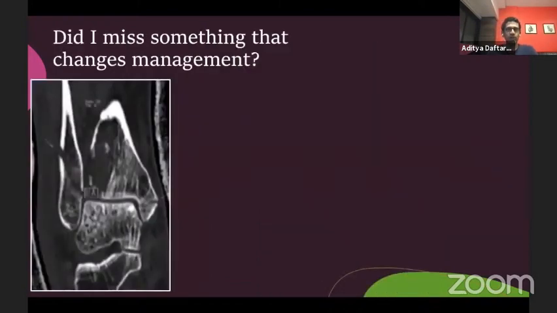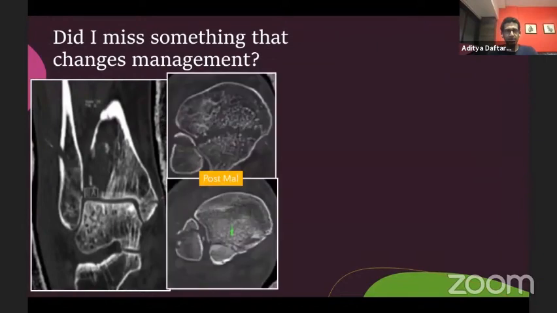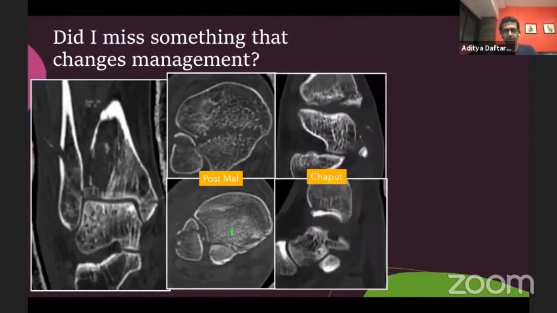The second thing that you want to do, when somebody's got an obvious bimalleolar fracture in this case, is ask: did you miss something that would change management? Most typically, you end up missing posterior malleolar fractures. These are difficult to see on an X-ray, sometimes if they're small or non-displaced. And sometimes you may miss something along the anterior distal tibial articular surface, like a Chaput fracture.